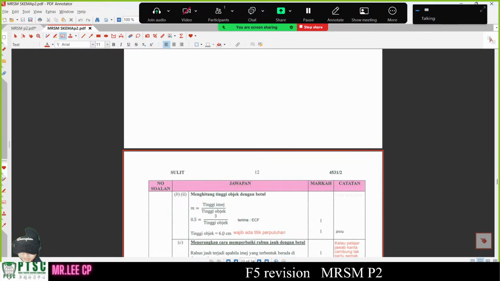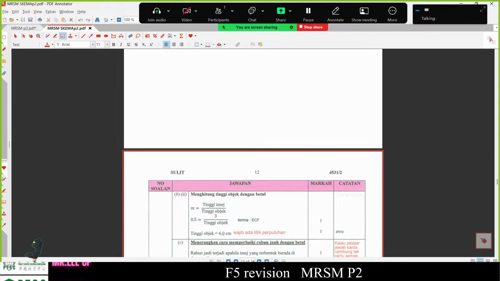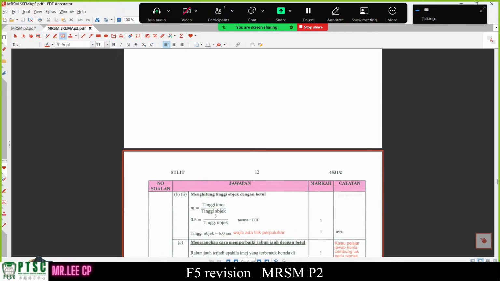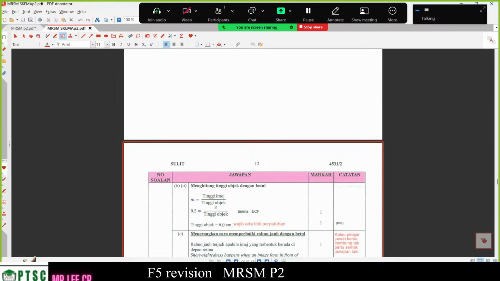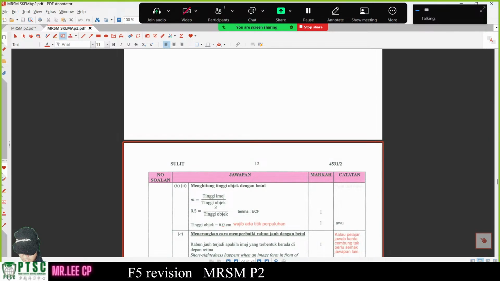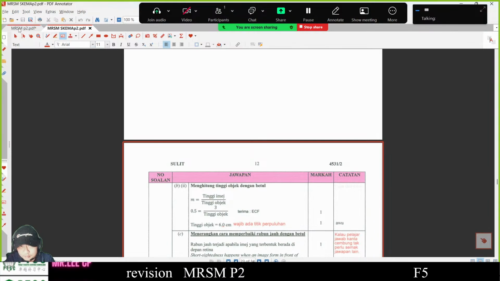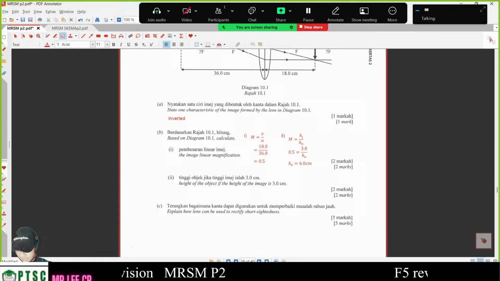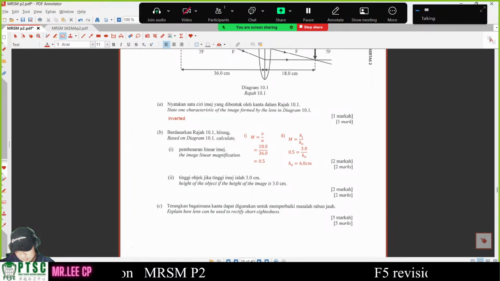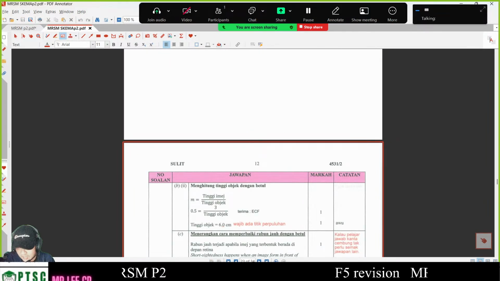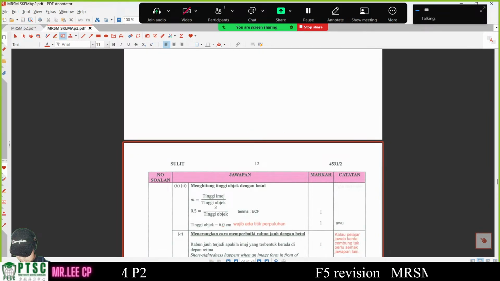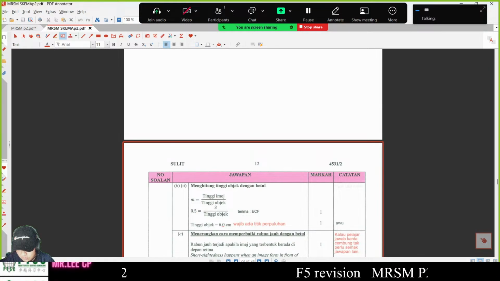Magnification is height of the image divided by height of the object. It is 3 divided here. So accept ECF. So height of the image is 6.0. The decimal point is compulsory. Do you write the decimal point? If there is none, then no mark. Right, answer with unit is compulsory. They said so, 1 mark each.